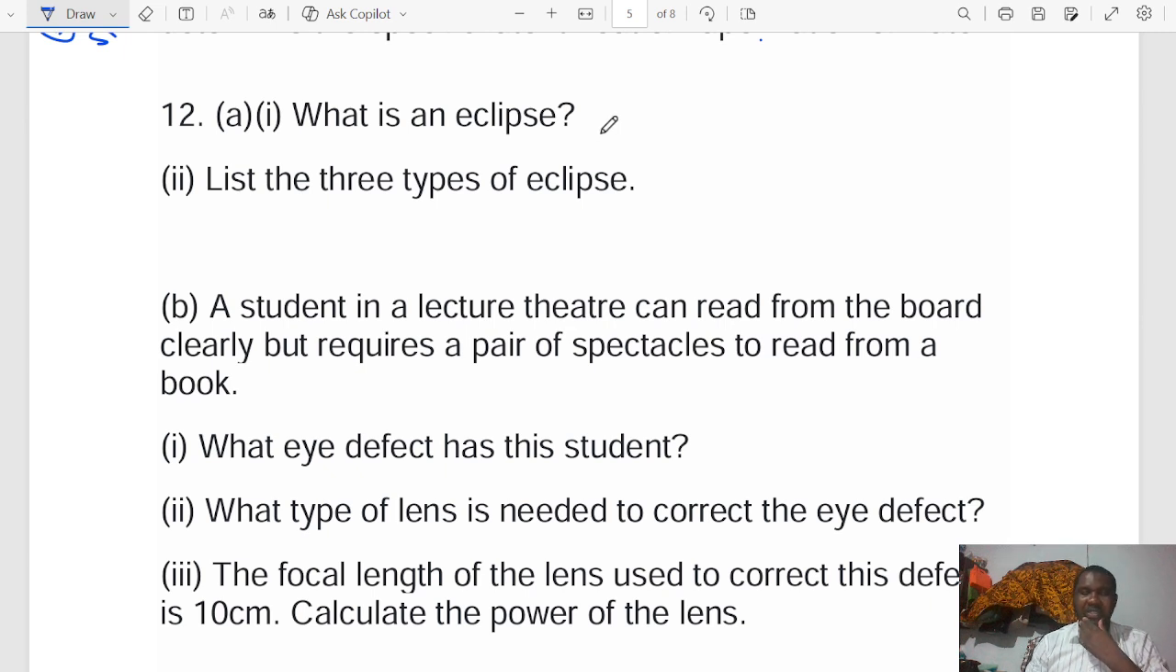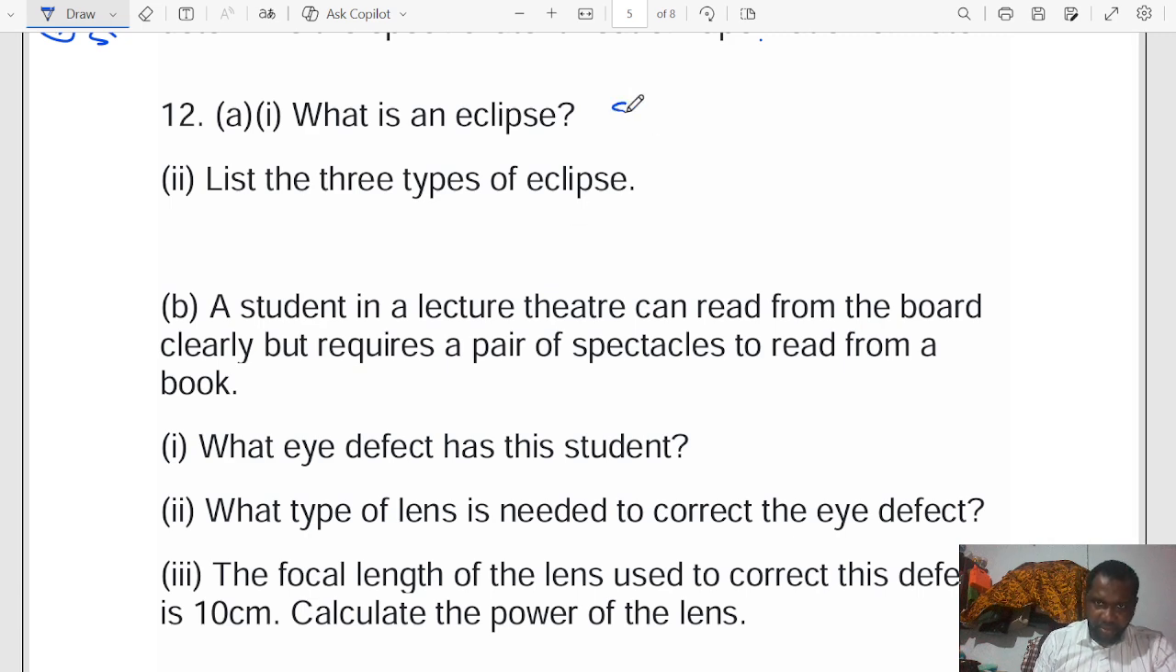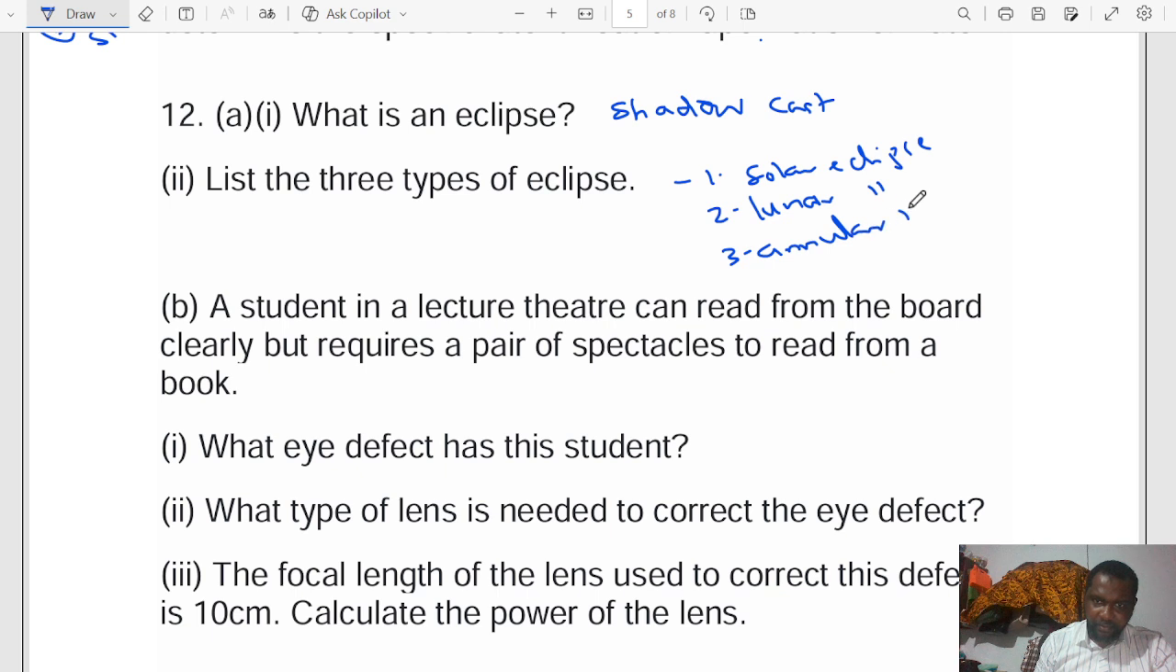So the question here is, what is an eclipse? Well, we say an eclipse is a shadow cast by one heavenly body to another. Here we are asked to mention three types of eclipse. The first one we call solar eclipse, or what we call eclipse of the sun. The other one is called lunar eclipse, or eclipse of the moon, and we have annular eclipse. Those are the three types of eclipse that we know for our level.